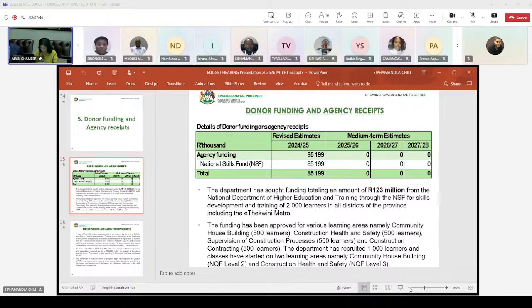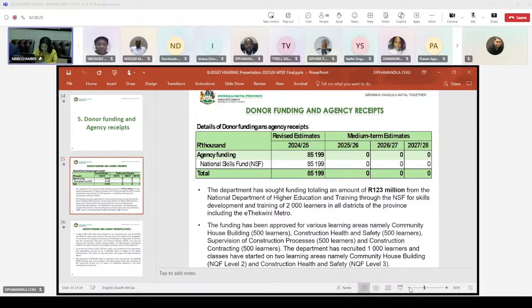Chair, we want to inform the committee that we've sought and received a total of 123 million from the National Department of Higher Education and Training through the National Skills Fund for skills development and training of 2,000 learners in all districts of the province, including the eThekwini Metro. The funding has been approved for various learning areas, namely community building, house building, construction, health and safety, supervision of construction processes, construction contracting. The department has already recruited 1,000 learners, and classes have started on 2 of the learning areas.